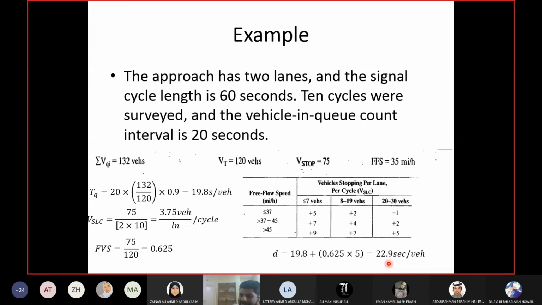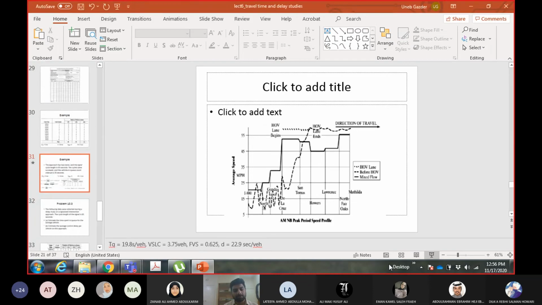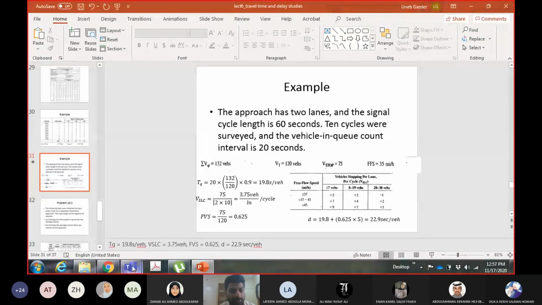So this signal is causing an average delay of 22.9 seconds to every vehicle which is coming towards this side. If there is another signal which is causing a delay of 15 seconds, that signal is more effective than this one. Or if there is another signal which is causing a delay of 30 seconds, then this signal is better than that one. So this is how you measure the effectiveness of the signal. Sorry for the delay.